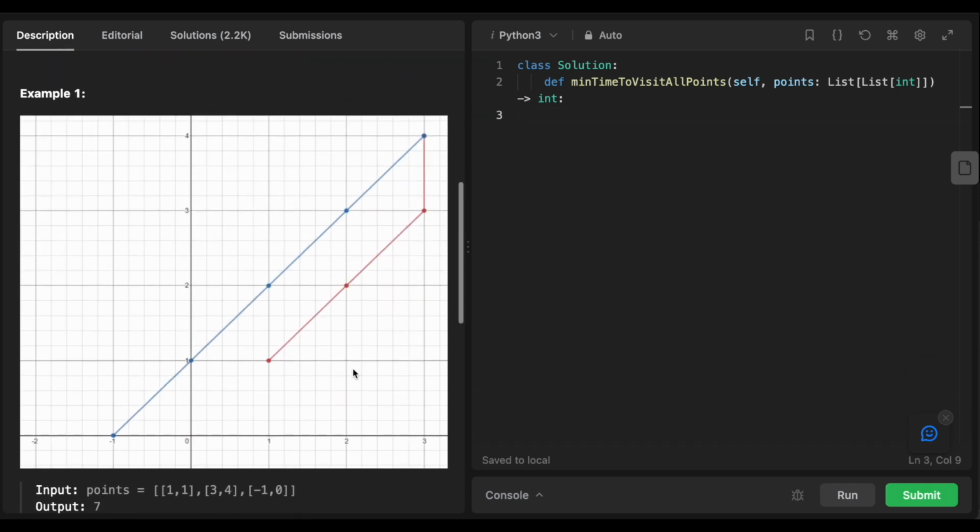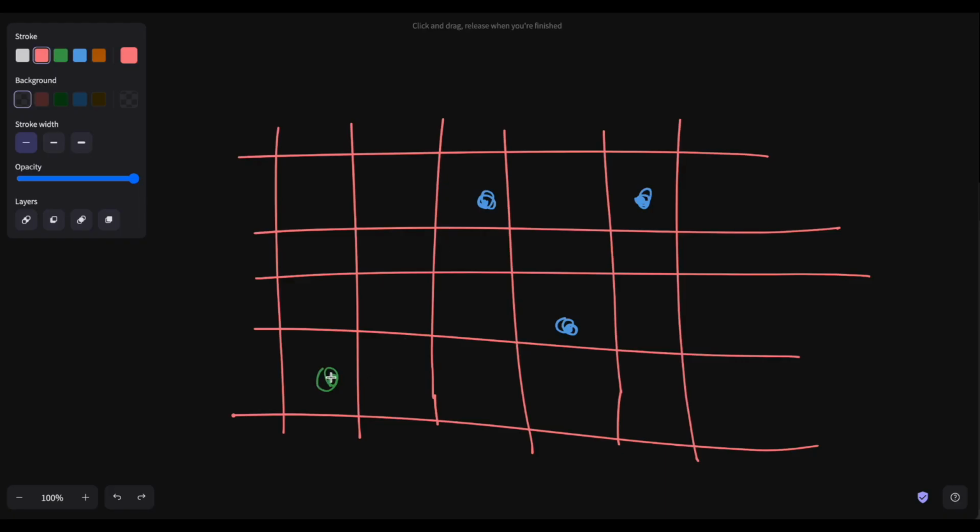Okay, so the main idea here is to understand that we really only care about whatever is the maximum distance going vertically or horizontally. And I'll try to demonstrate here. So let's say we're trying to get to this point. Whatever it is, we need to go right 1, 2, 3 times. And then we do need to go up as well, but 3 is larger than 1.